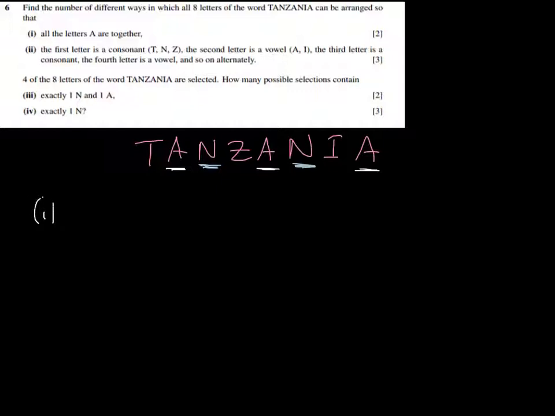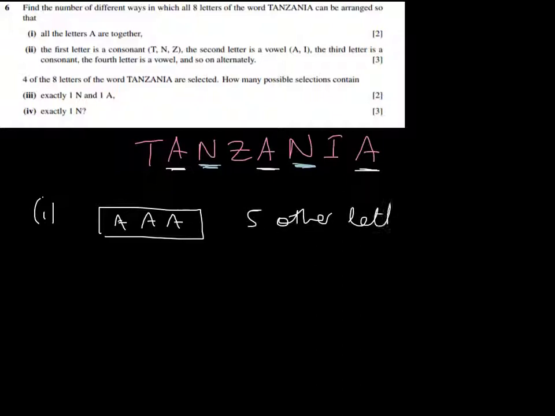For part 1, they want me to rearrange all the 8 letters, but all the A's are going to be together. So I'm going to use that grouping strategy. I'm going to group all those 3 A's together, treat them like one object, and that will leave me 5 other letters, which are the 2 N's, the T, the Z, and the I. Normally when I group stuff, I'd have to consider how many ways I could arrange the objects within the group. But in this case, the 3 objects within the group are all the same letter, so I don't need to worry about that this time around.